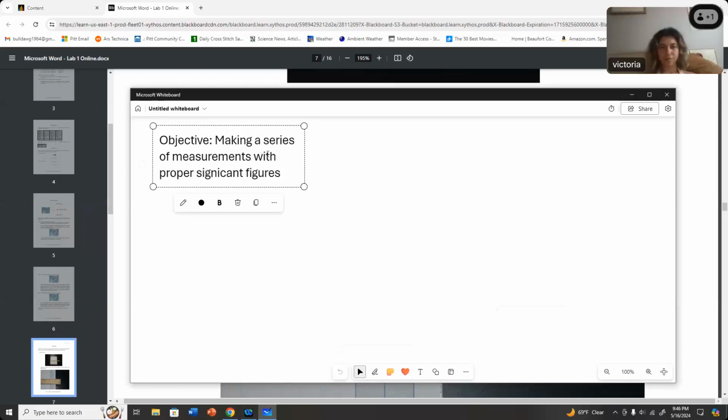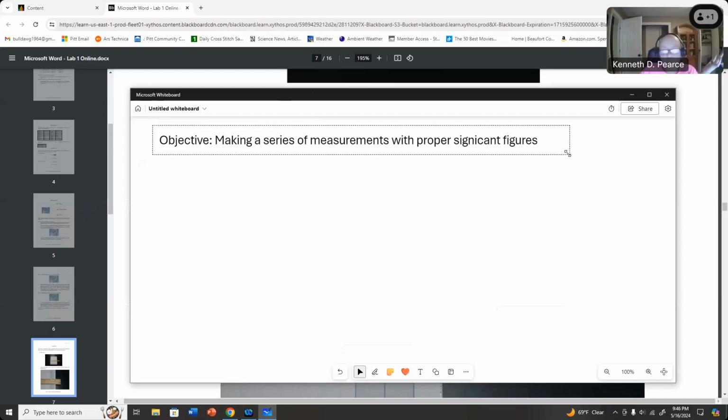Okay, that's our objective. And for our objective, we want to keep things short and sweet, but it should be representative of what it is we're trying to accomplish. Now, what's the next thing that comes up? Well, we have the objective, and then we have materials and equipment.